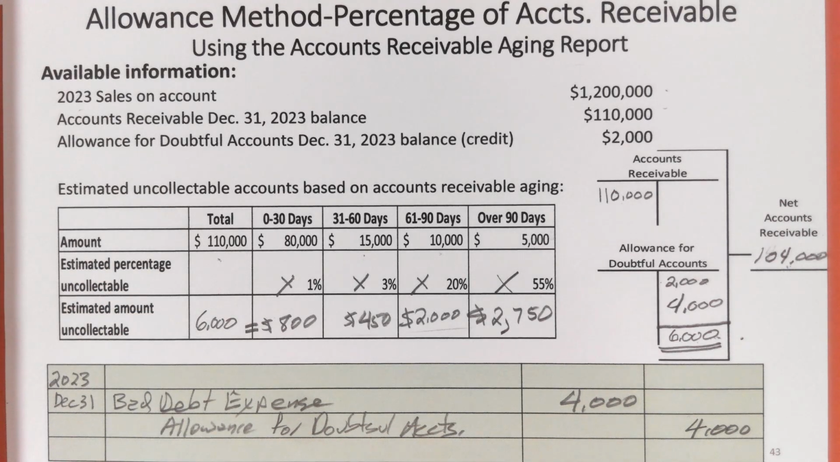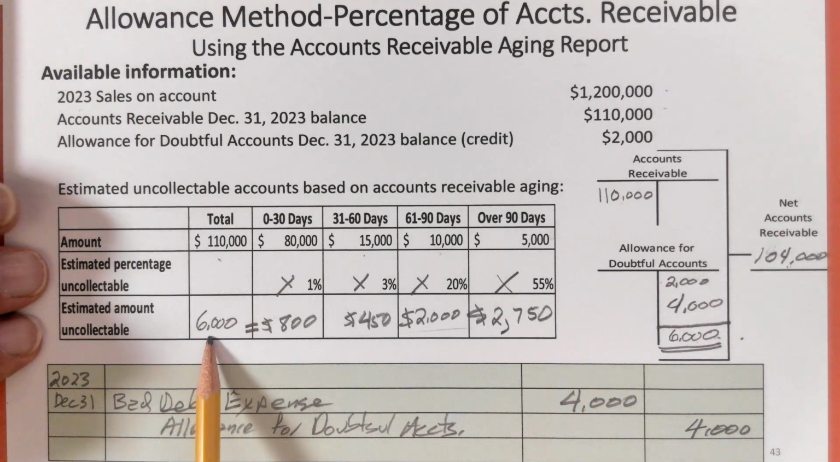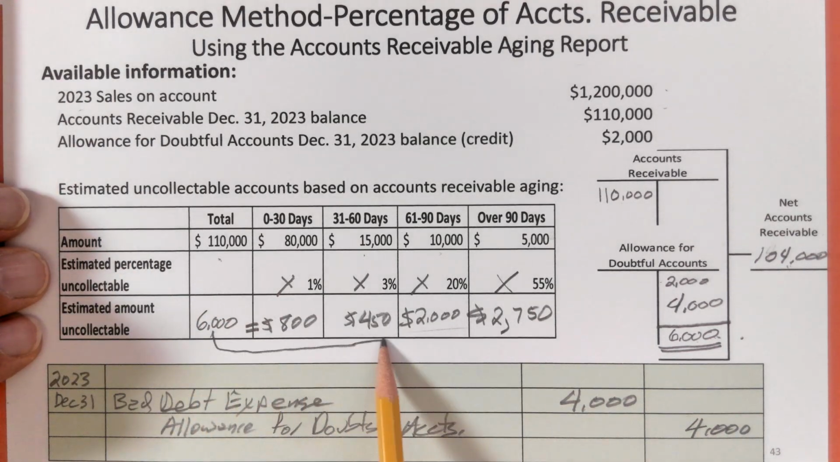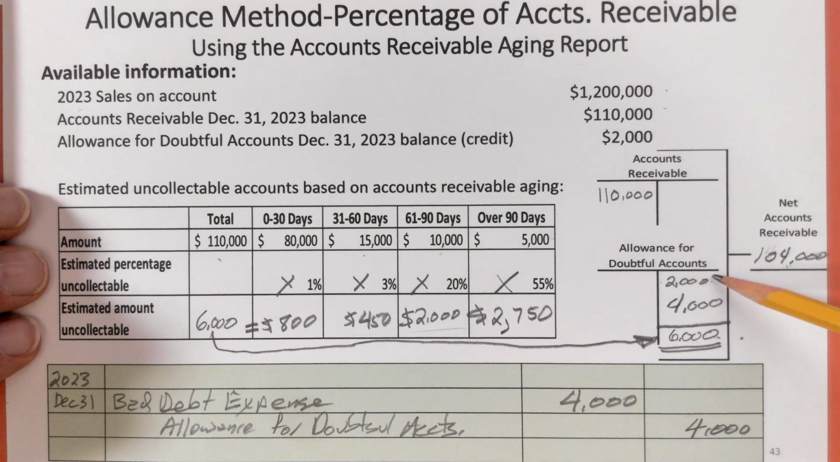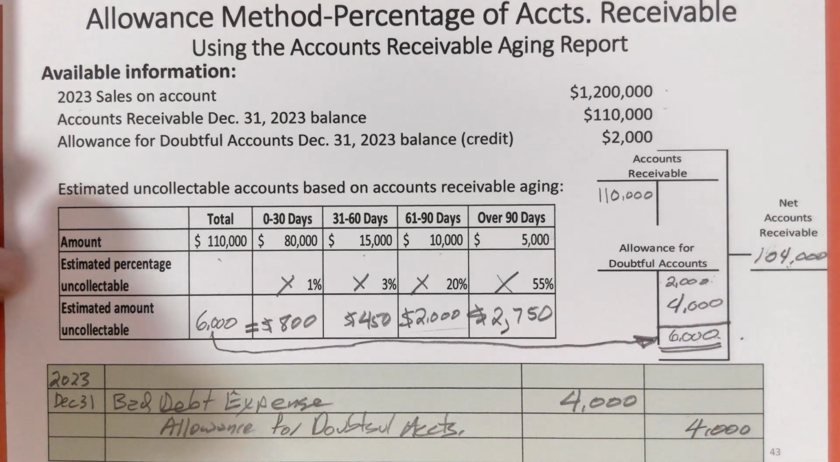Now notice that the calculations we did down here, giving us the $6,000, does not give us the amount of the entry. It gives us the amount of the ending balance in the allowance account. And then what we got to do is look at the beginning balance we have before any adjustments and make an entry that brings the account balance up to the $6,000. So it's a pretty easy thing to do as long as you pretty much follow the theory of what's going on here.